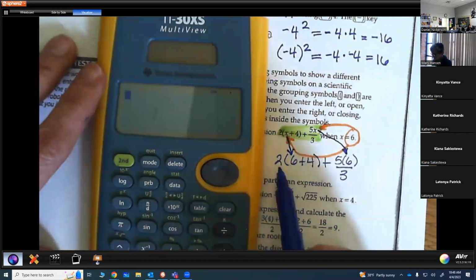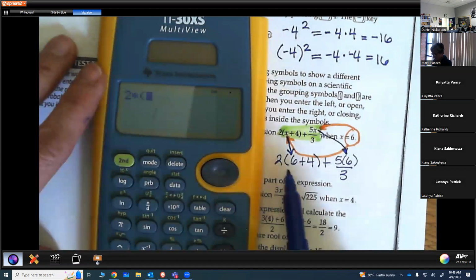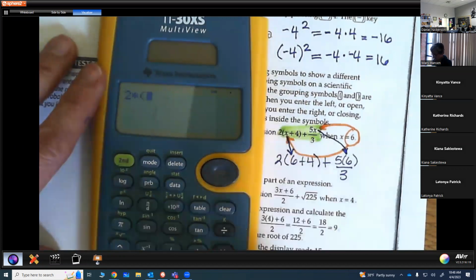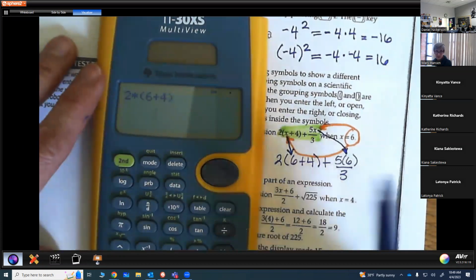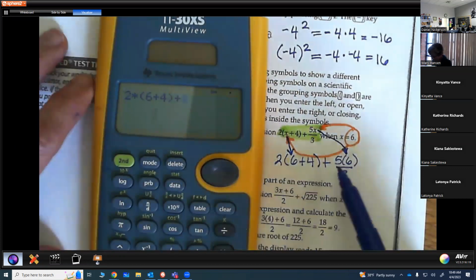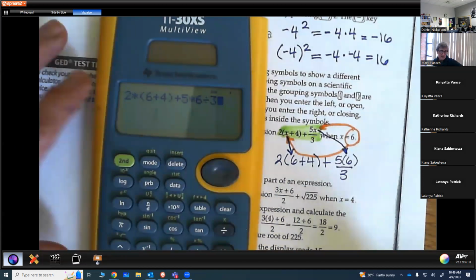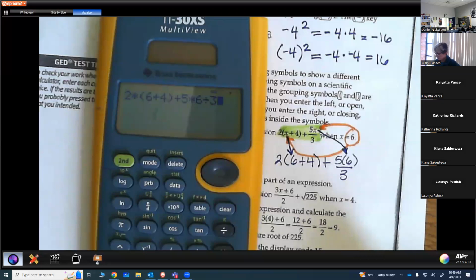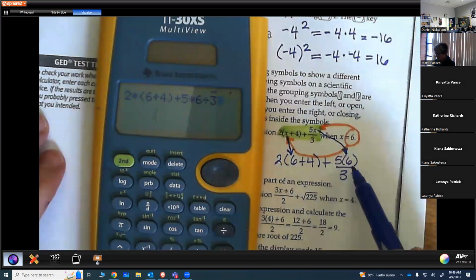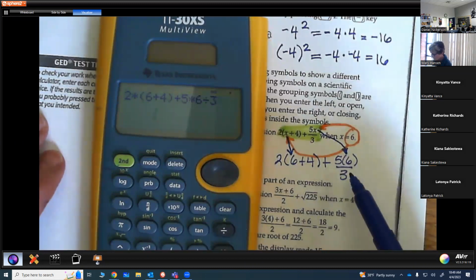Because this says 2 times the quantity, so I put in the parentheses that are right there, 6 plus 4, close the parentheses, plus, now they suggested doing 5 times 6 divided by 3. And I would actually suggest you do it a different way. And the reason is, if this was 5 plus 6 over 3, you couldn't put it in as 5 plus 6 over 3, or you wouldn't get the right answer.